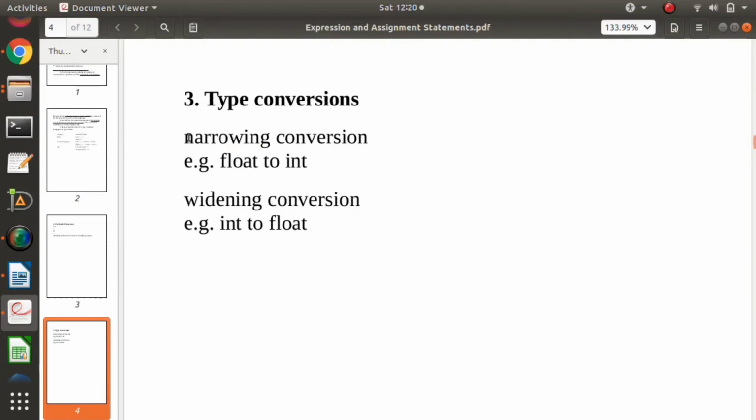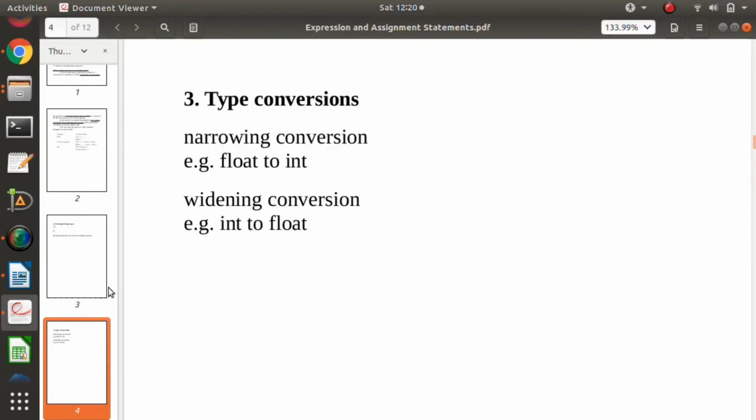Now see, narrowing conversion means when we are converting a float data type to an integer data type. Float has higher range, higher memory, and when you are converting to integer, integer has a smaller range compared to float and smaller memory. So whenever we are converting from higher memory to lower memory, higher range to lower range, it is called narrowing conversion. But there is a side effect or disadvantage of this.